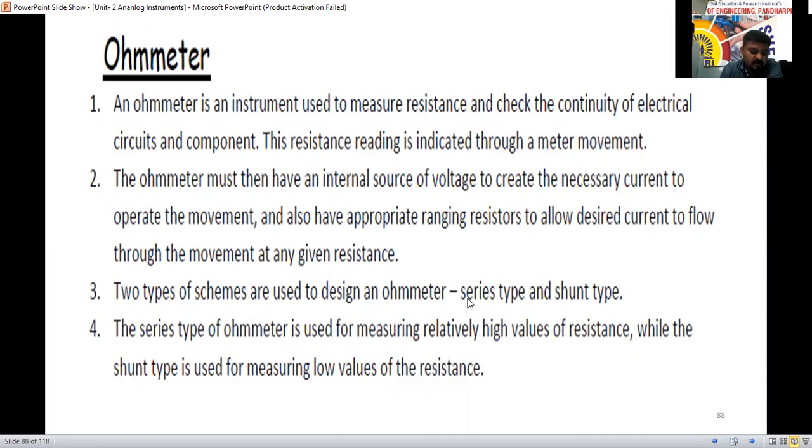Resistance here only. So here also we are going to measure the ohm only. Here also we are going to measure the resistance only. So an ohmmeter is an instrument used to measure the resistance and check the continuity of electrical circuits.